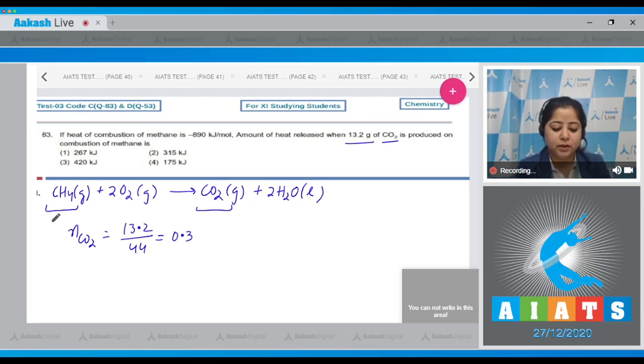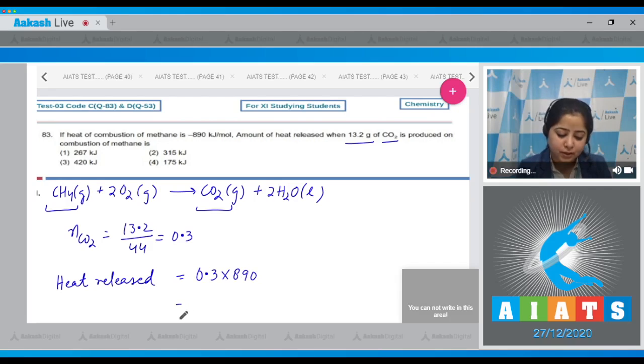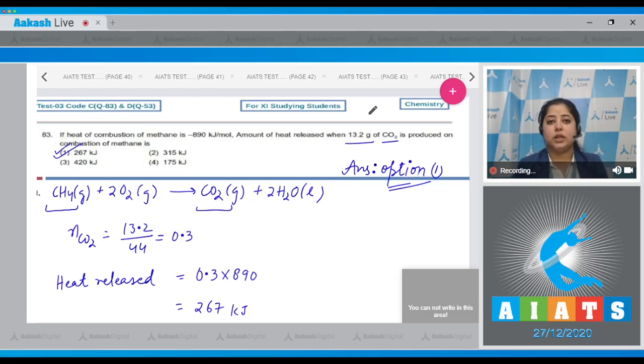Also, it is very clear that heat of combustion of methane is minus 890 kilojoule per mole. So we can calculate heat released during the formation of 0.3 mole of CO2. So 0.3 into 890, since this is for 1 mole, which is equals to 267 kilojoule. That means the correct answer is option number 1. Moving to next, which is 84.